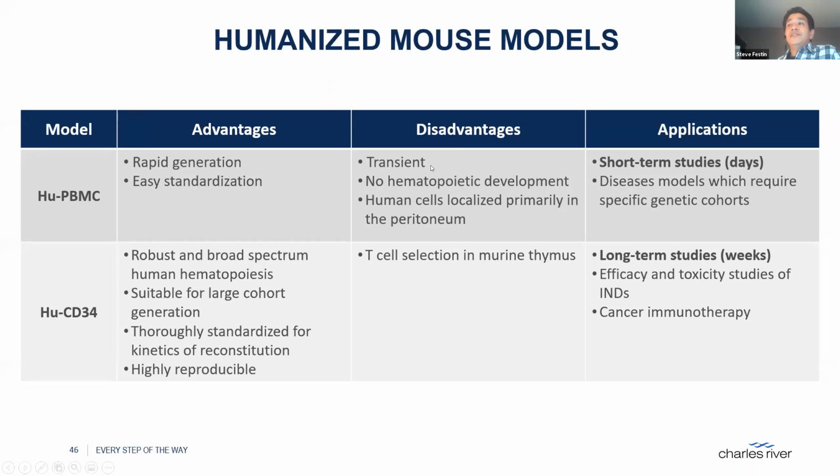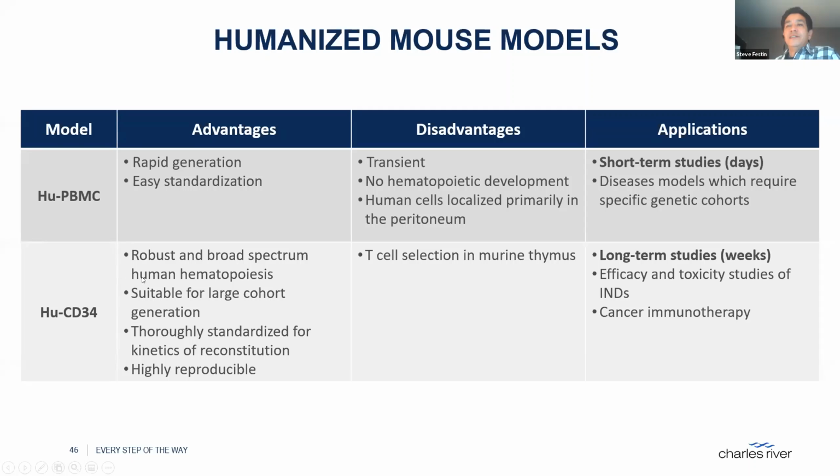Part of the disadvantages is that it's transient. These are mature cells. You don't have hematopoietic development going on. They're localized primarily in the peritoneum, and these cells are primarily mature types. It's good for short-term studies, setting up a study, screening, and being able to look more closely at specific interactions between T cells, as I mentioned, and tumors.